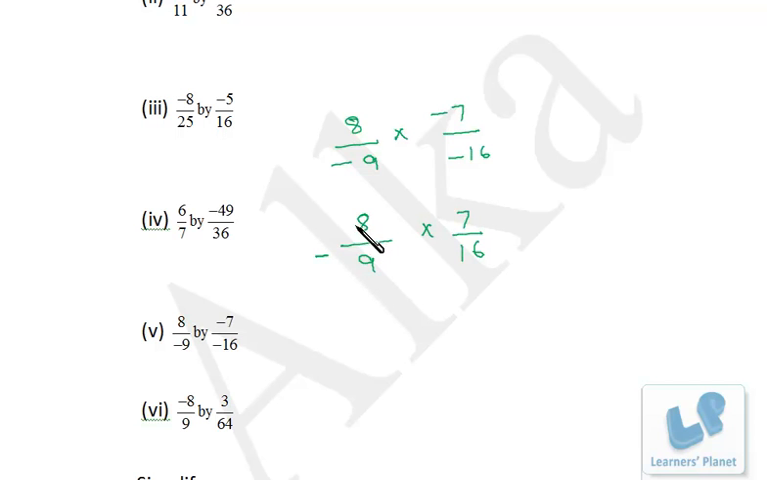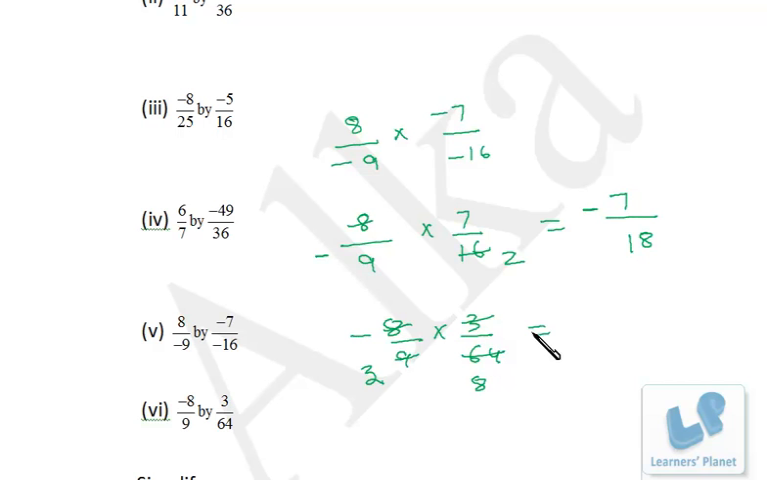Okay. Now 8 2s are 16. Nothing is common between numerator and denominator, so multiply the numerator as it is. It's 7, and 9 2s are 18, with one negative sign. Now this is minus 8 by 9 into 3 by 64. Now 3 3s are 9 and 8 8s are 64. So in the numerator we have 1, and in the denominator 3 into 8, 24, with a minus sign.